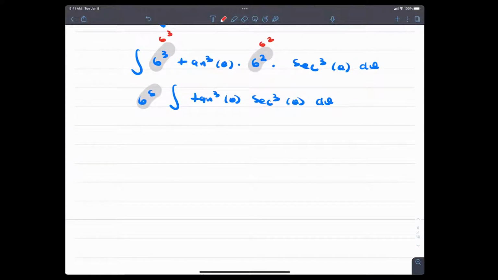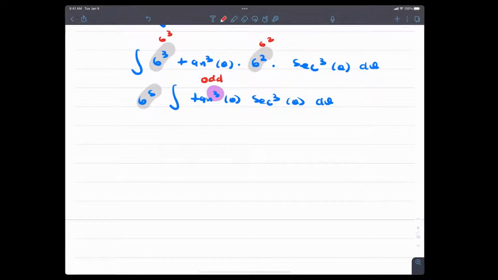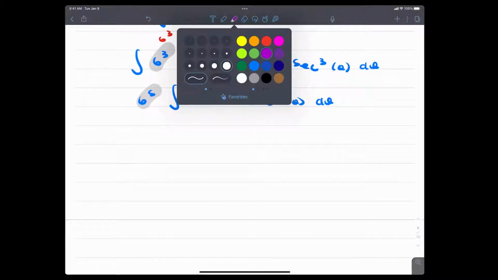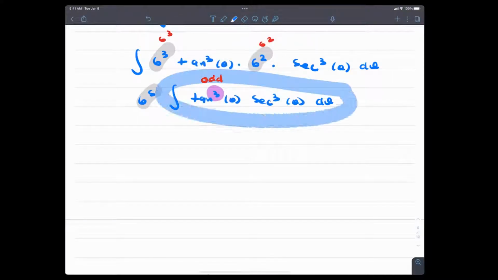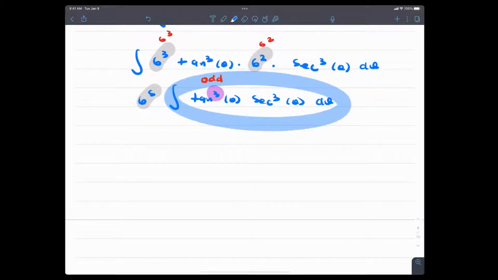Now, remember, did you guys study these kind of integrals? What do I mean by that? What do you do when this is an odd number? Tangent is odd. In other words, let me just put that here in blue. Let me circle that. What is this called? This is a trigonometric integral.